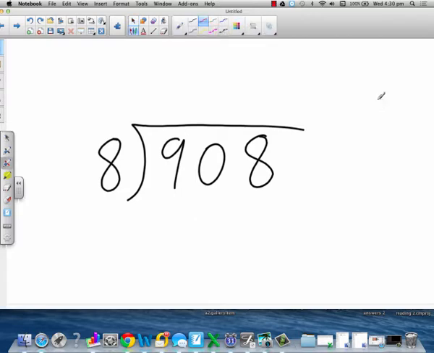Let's go. Well, here's our sum. 908 divided by 8. Here it is. So we always start off with the 8, and we go 8 into the first number here. 8 into 9 goes, of course, once, and there's a remainder of 1.